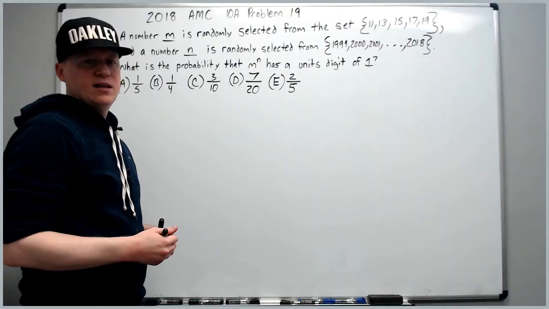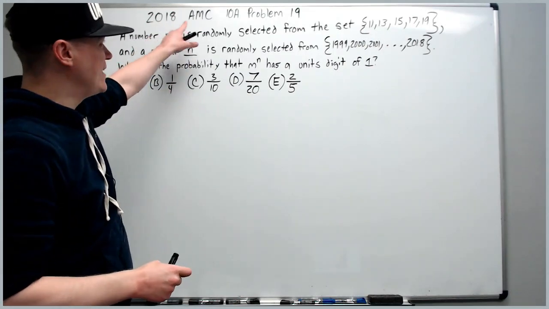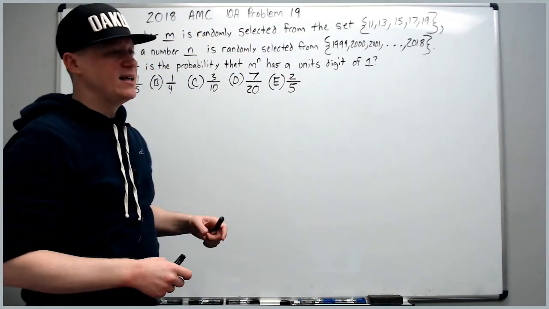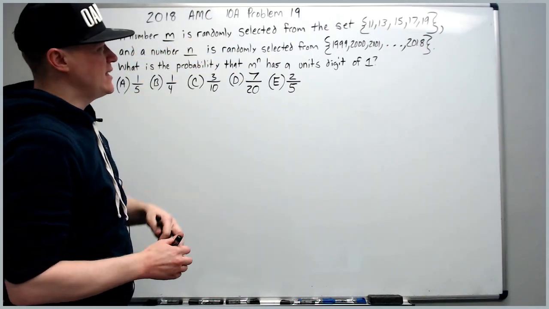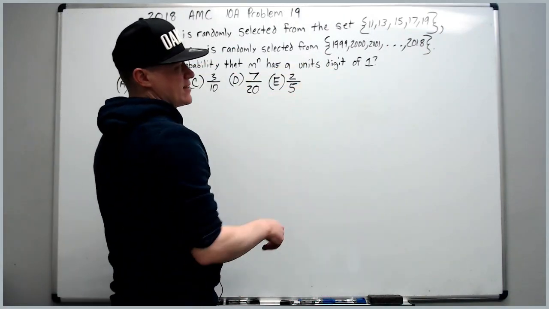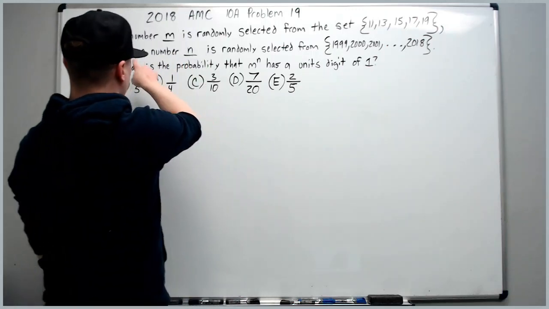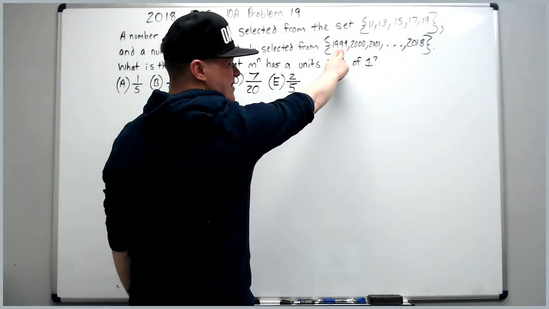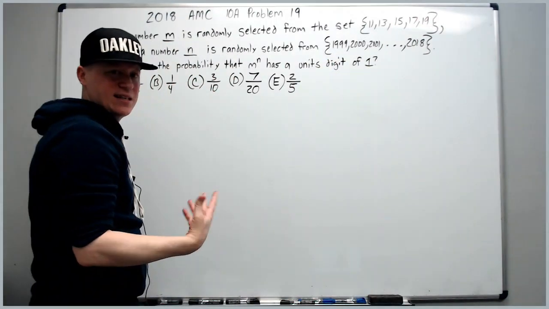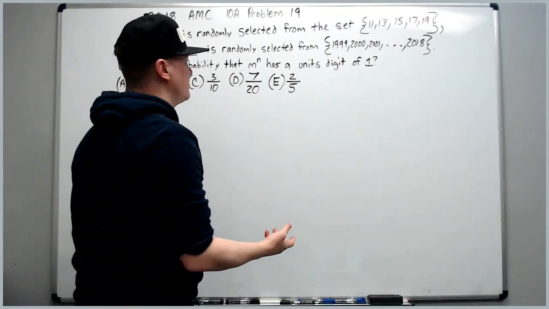3281. And continuing on with the 2018 10A problem 19. A number m is randomly selected from the set 11 to 19 odd numbers, and a number n is randomly selected from the set 1999 to 2018, all the integers inclusive.